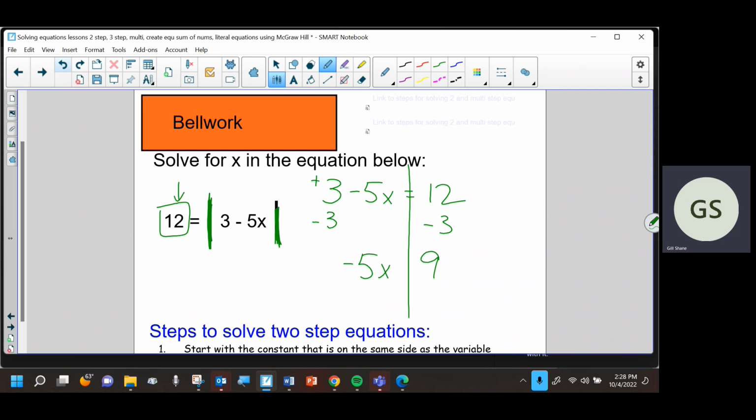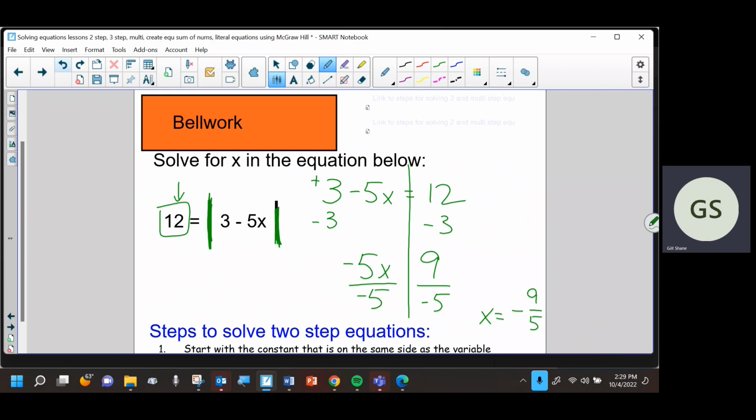Now I just say, okay, well, what does negative 5x mean? Well, that means negative 5 times x. Negative 5 multiplied times x. Well, I need to do the opposite. Remember, we're always doing the opposite math to try to get the variable by itself. Well, the opposite of multiplying by negative 5 is to divide by negative 5. Well, if I do it on one side, I do it on the other side. So my final answer, my first answer, I should say, is x equals negative 9/5.